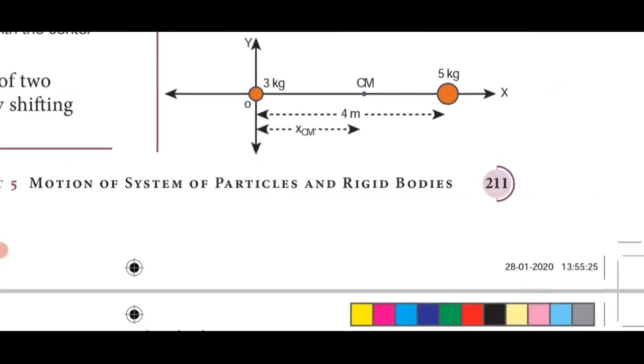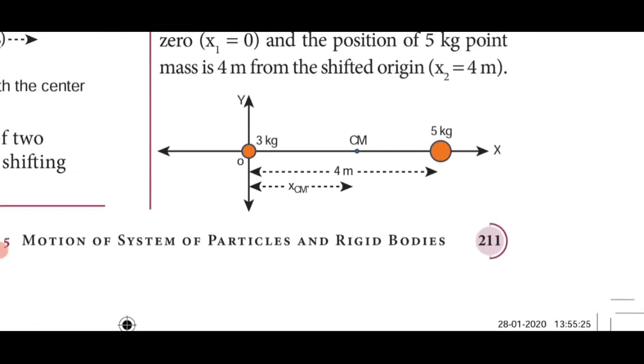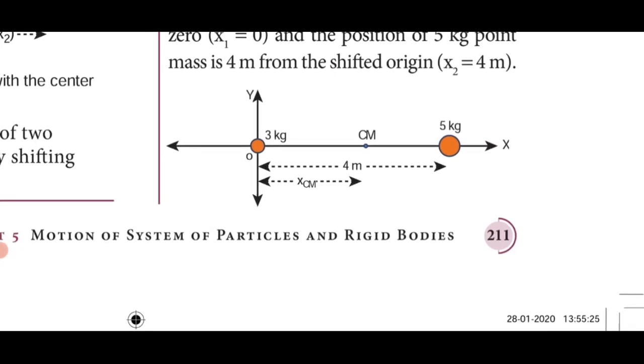How are they telling this? One point means from the 3 kg it is taken up to the cm, it will be taken as 2.5, no? And what is the remaining of 4 m? 4 m minus 2.5 is equal to 1.5 meter. That is, they are telling that from cm to 5 kg the value is 1.5.